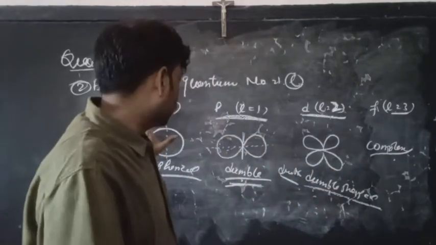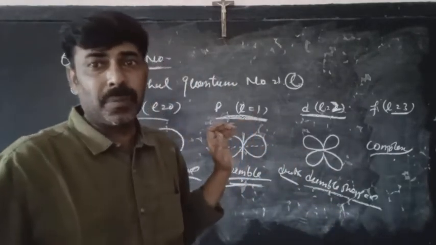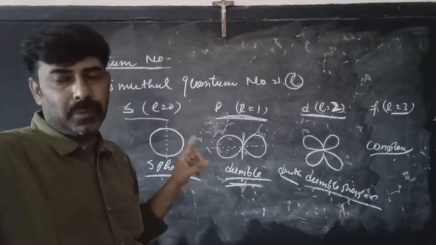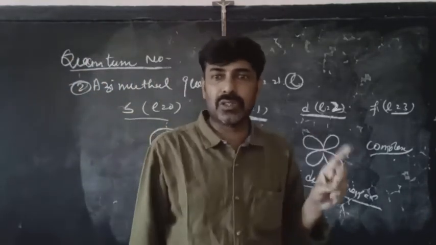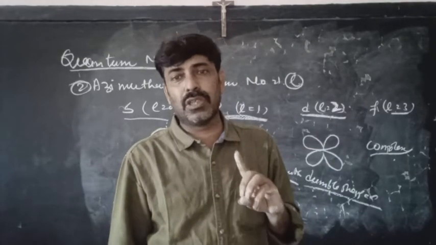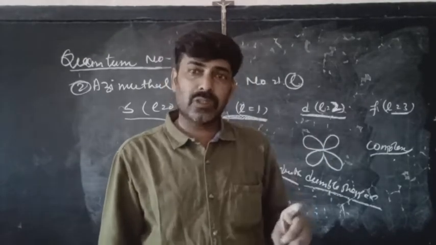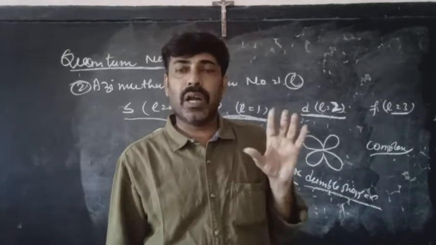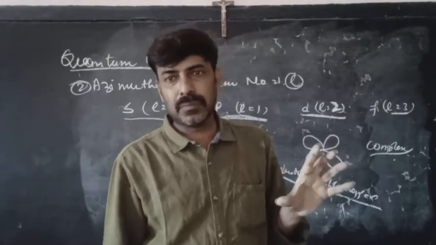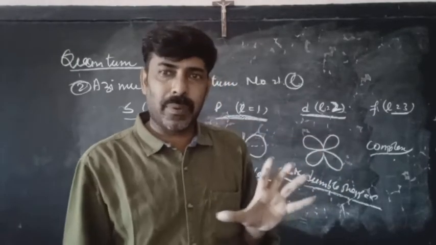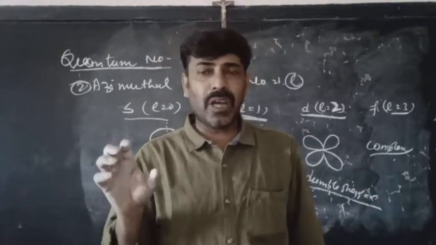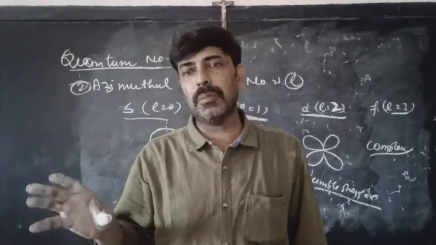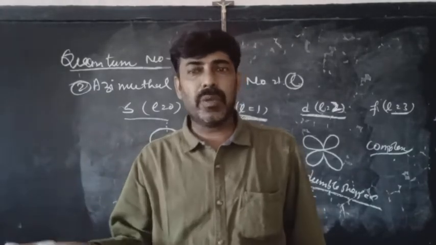So this is the subshell's shape according to azimuthal quantum number. Here the azimuthal quantum number is capable of explaining in which subshell the electron is surviving, and it is also capable of explaining the shape of the subshells. Here I want to clarify what the subshell is. A subshell is a zone where the probability of finding the electron is maximum. More than 99% probability is there.